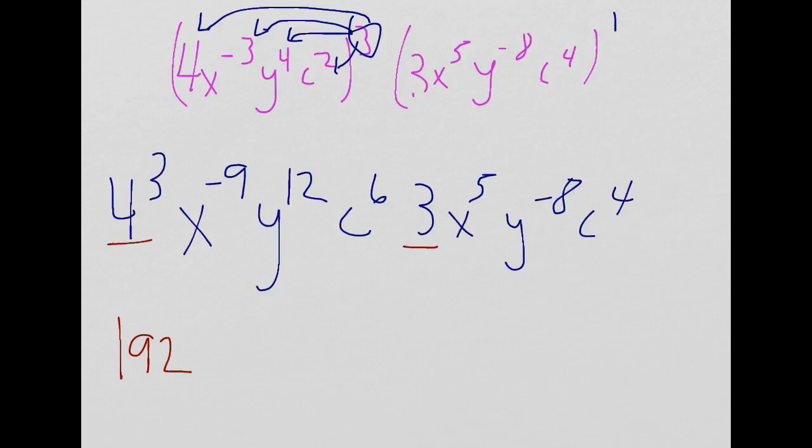Now when I multiply the two x's together, if I multiply x to the negative 9 times x to the 5th, I have to add the exponents.